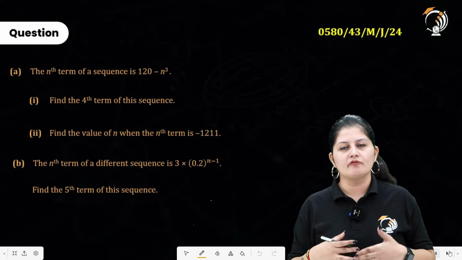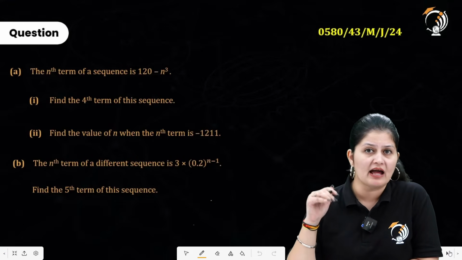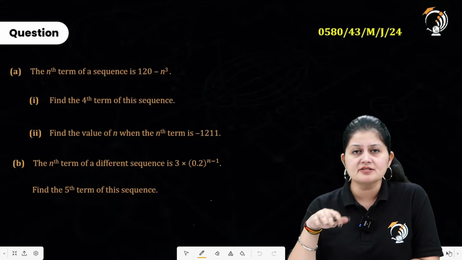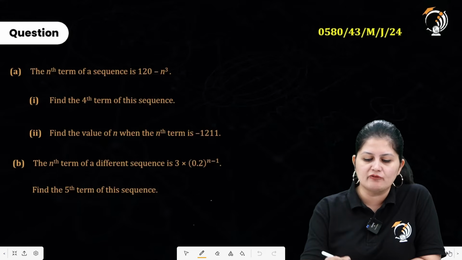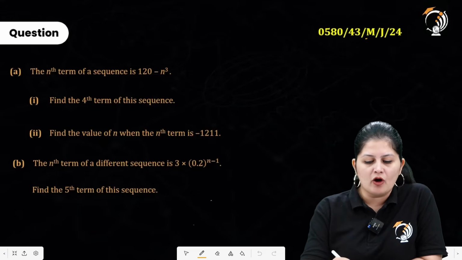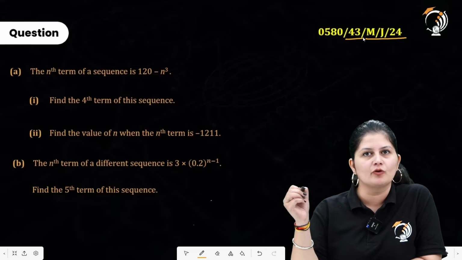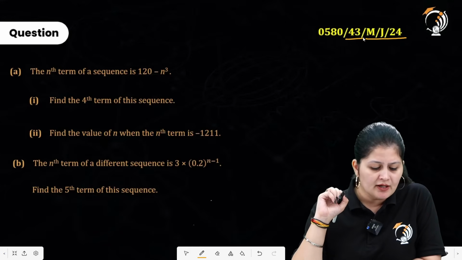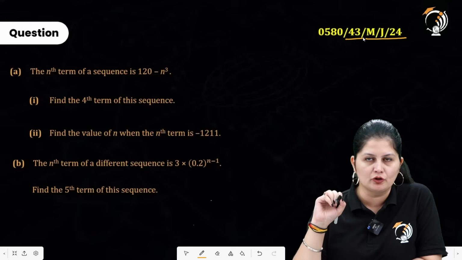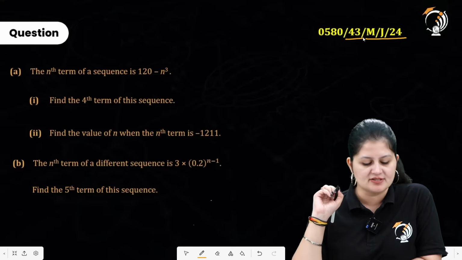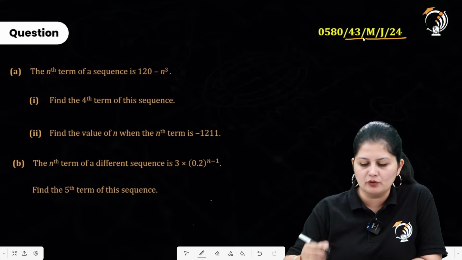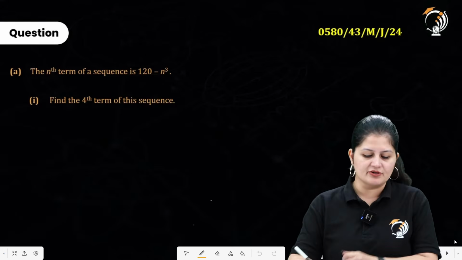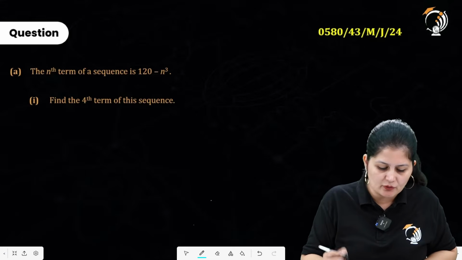Now we will be solving all the previous year questions that we had in the recent year papers from the topic of sequences, right? The first question that we are solving is from the recent paper of May-June 24, variant 4.3. The question says the nth term of a sequence is 120 minus n cube. Find the fourth term of the sequence. Find the value of n when the nth term is equal to minus 1211.